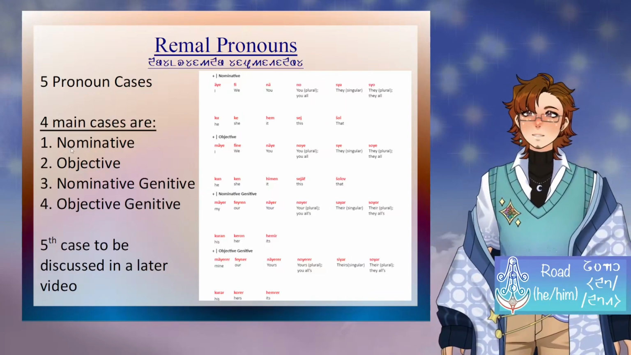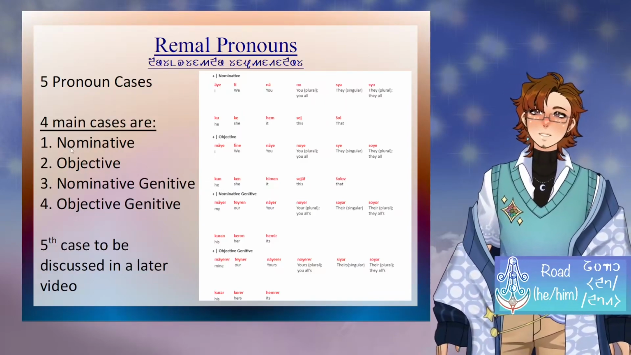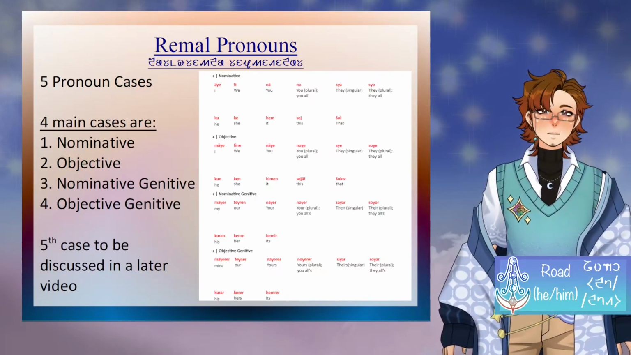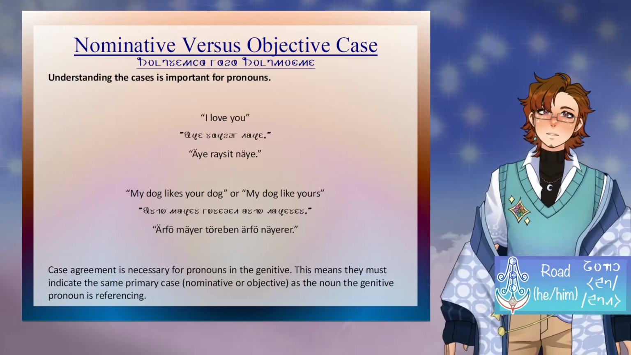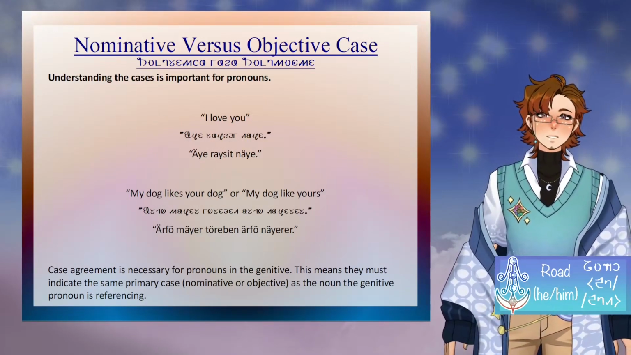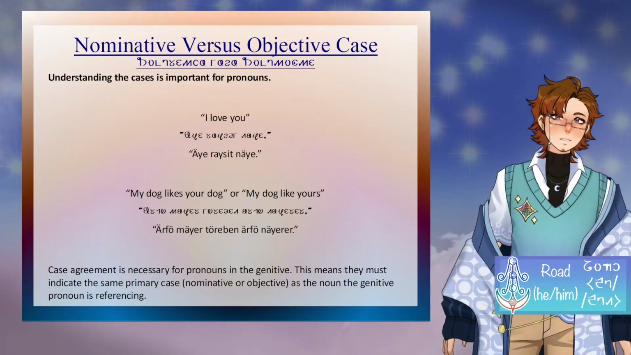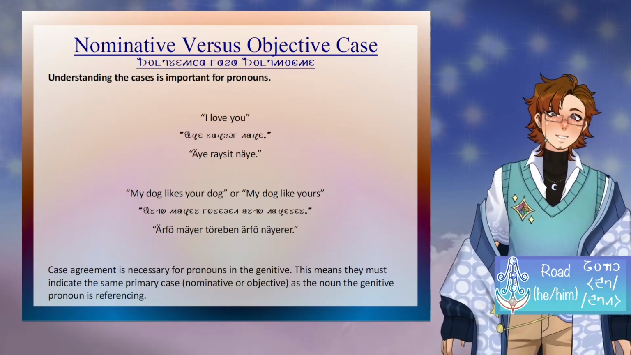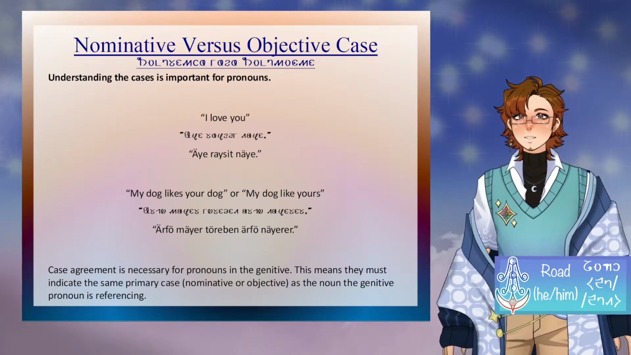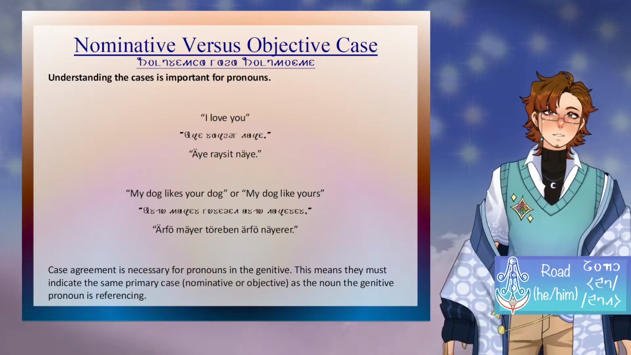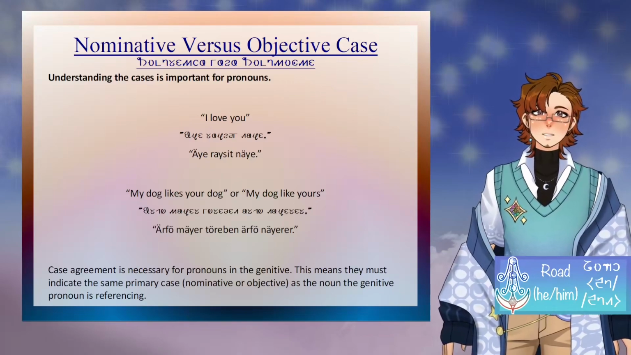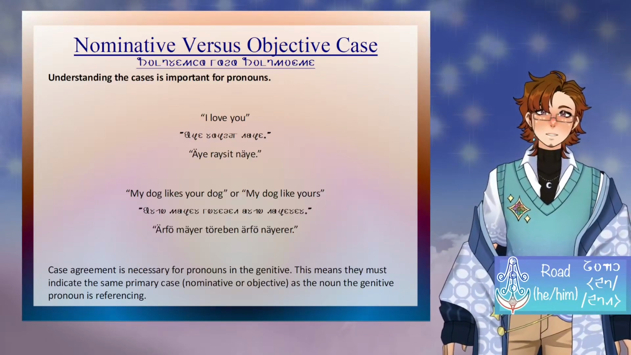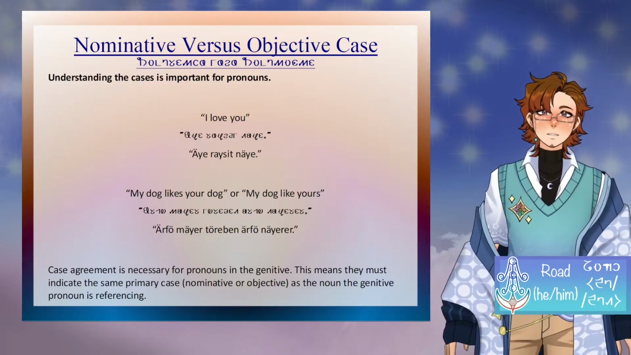To better understand the different pronoun cases, let's take a look at a few sentences. Namely, let's look at how you can say I love you in Reim, which uses the first person pronoun in the nominative, but the second person singular pronoun in the objective. I, Aya, love, Raisi, you, Naya, Aya Raisi Naya.